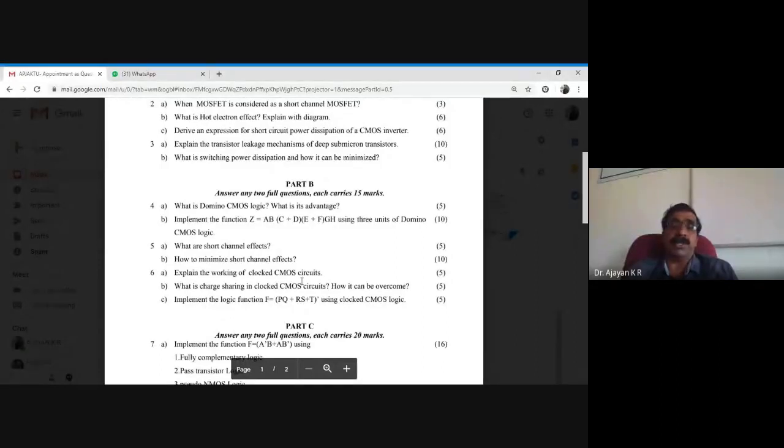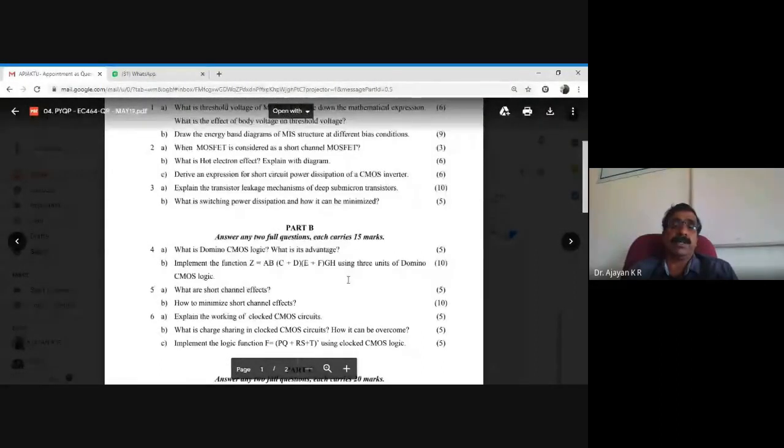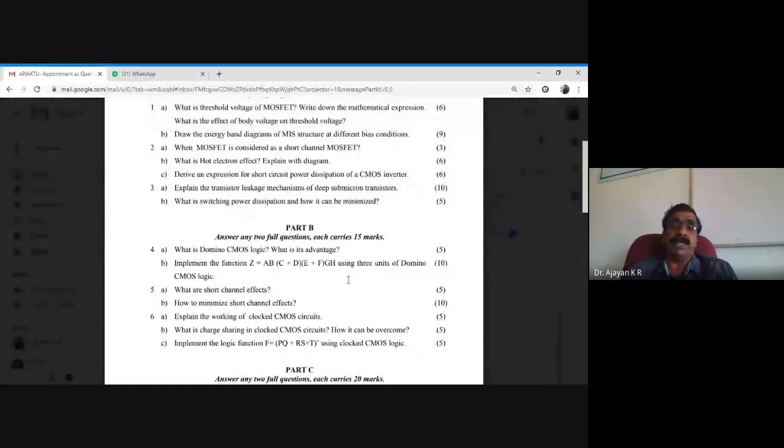I hope you can see the question now. Implement a function F equal to AB into C plus D into E plus F into GH using three units of domino logic. Whatever the things, you can take AB into C plus D as a unit, EF into G plus H as a unit. Then you can go for the third unit, taking these two outputs connected in series, so it becomes the product of those as a third unit. Can you follow what I am saying?